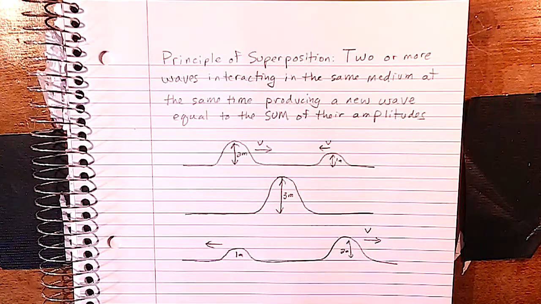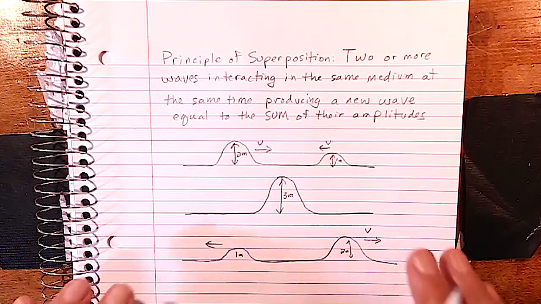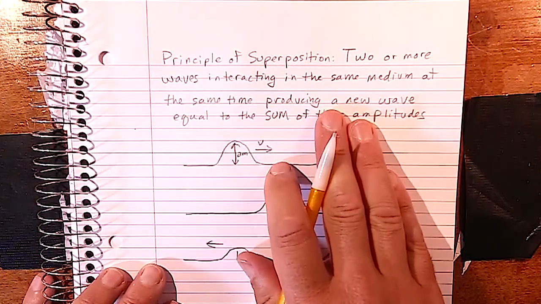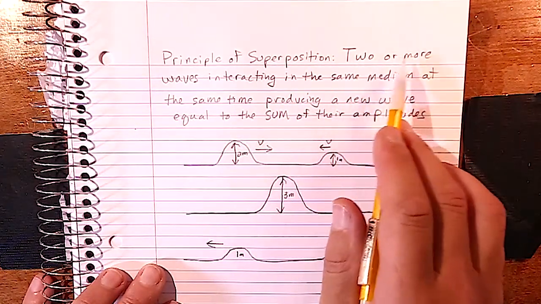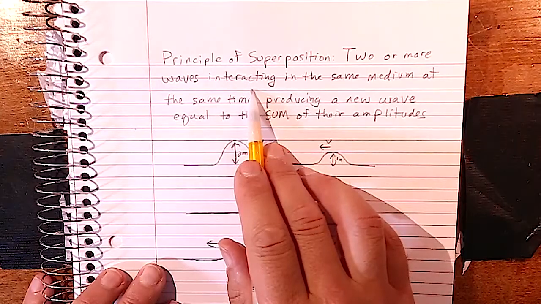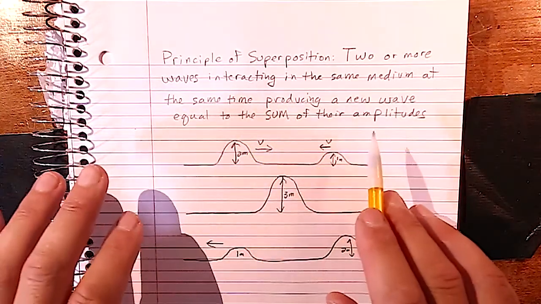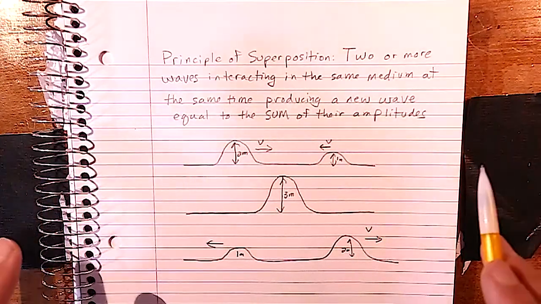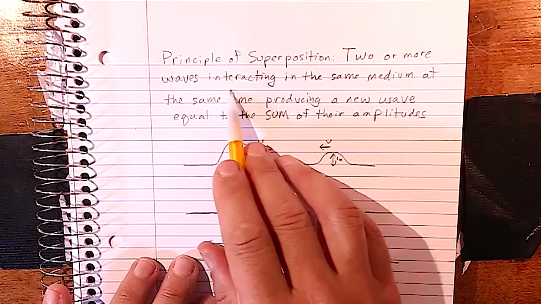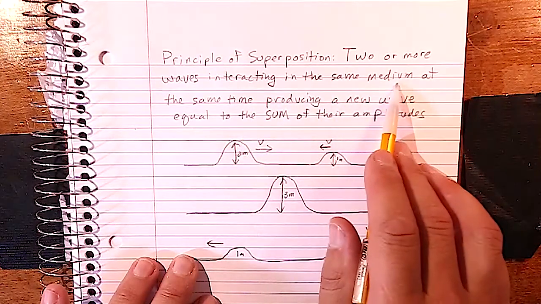The principle of superposition is a lengthy definition, but the concept is actually much easier than it sounds. But let's go through it first. The principle of superposition says that when we have two or more waves interacting, so two waves, in this case we're going to deal with pulses first, and then we can look at full waves. So pulses or waves interacting in the same medium at the same time.